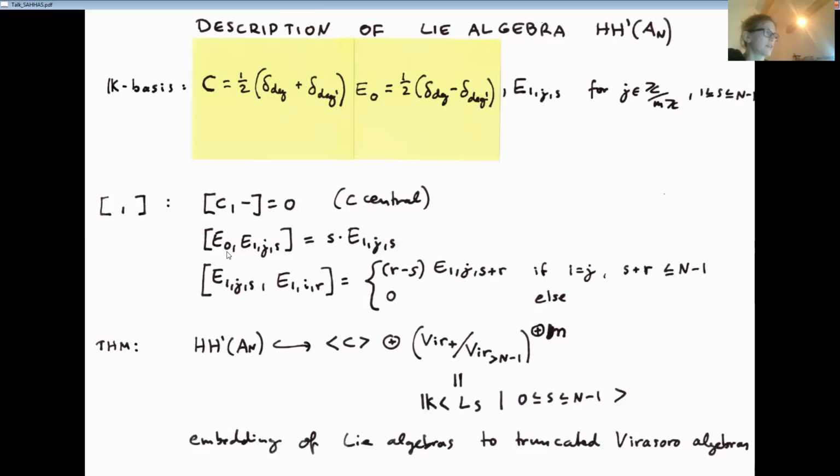And this sparked our interest because we realized here that this looks very much like truncated Virasoro algebras, and indeed what we could show was that we have an embedding of this first Hochschild cohomology as a Lie algebra into m copies of truncated Virasoro algebras plus a central component that got lost somehow in the truncation procedure and that we add artificially afterwards.